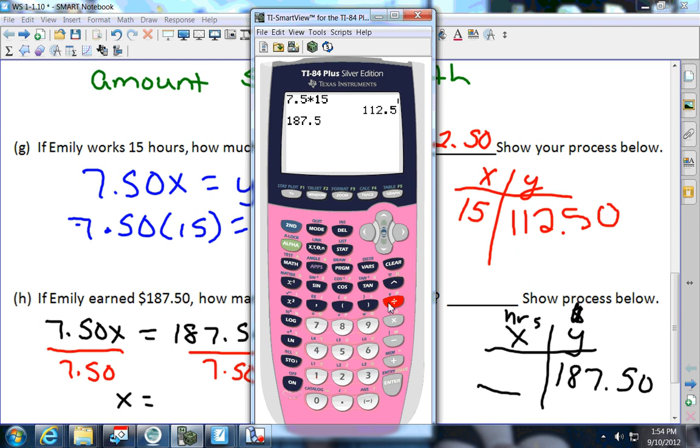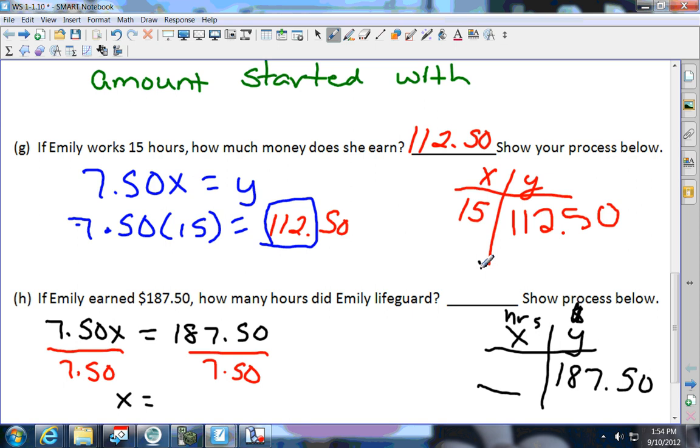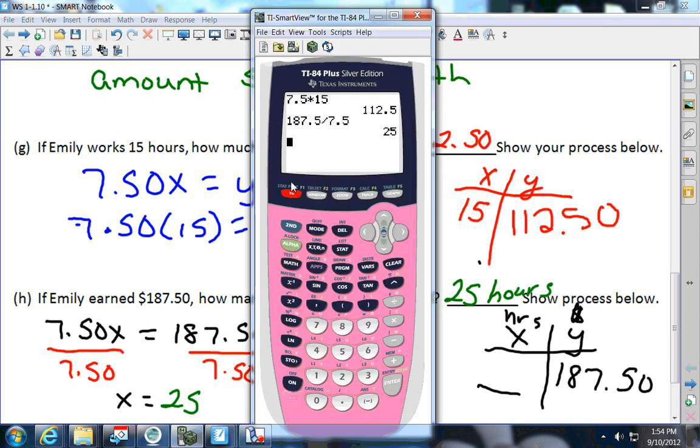$187.50 divided by 7.5, enter, it's 25. So this is 25 hours. Now to check, I could have gone to Y equals, put in 750X, pressed second graph, and looked to see where Y is $187.50. There it is right there. So my X number is the answer.